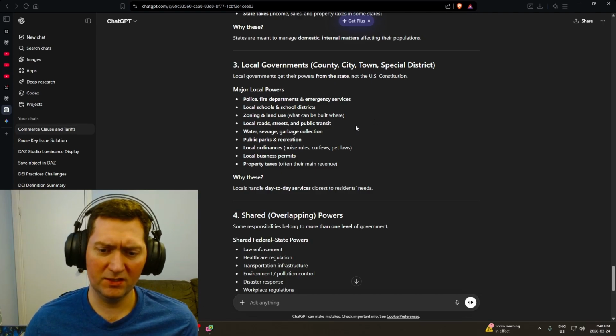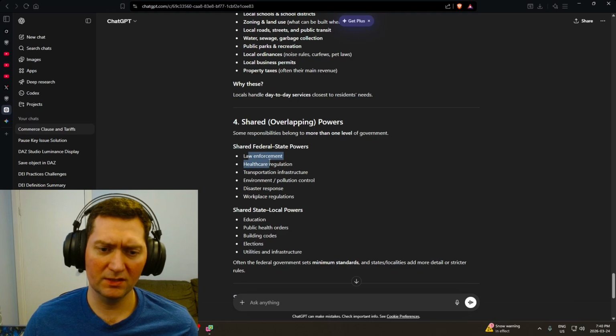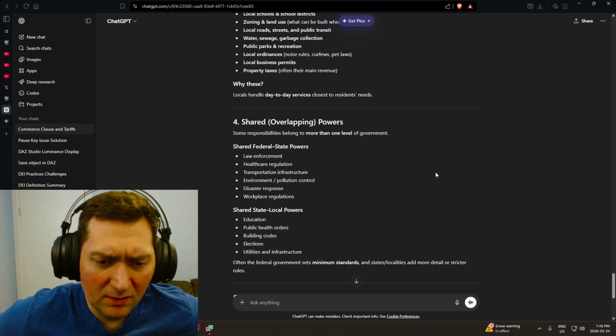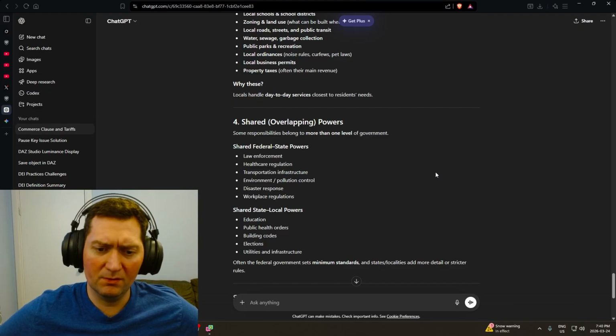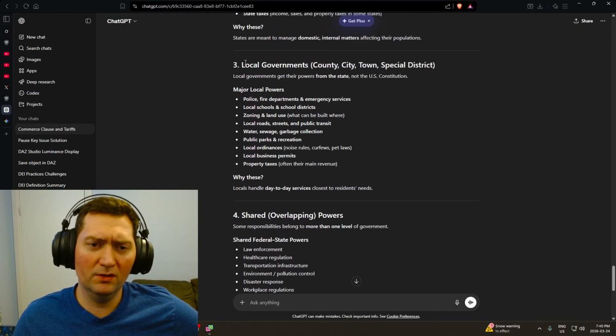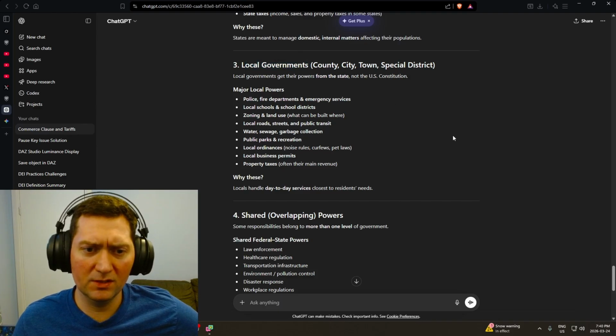Okay, and there are a lot of shared or overlapping powers, such as law enforcement, healthcare, transportation, environment, disaster response, and workplace regulation. Okay, well, we're going to learn a bit more about the local governments next.